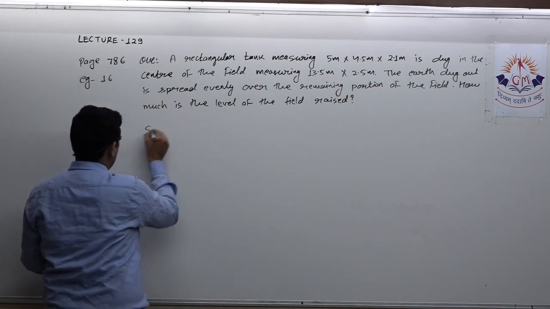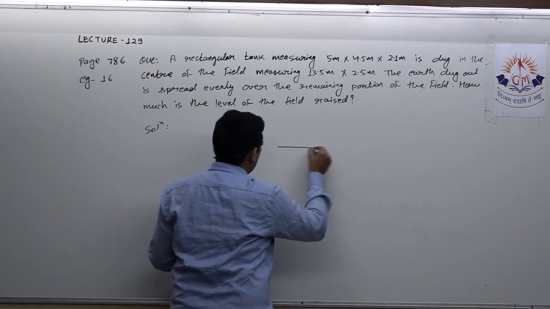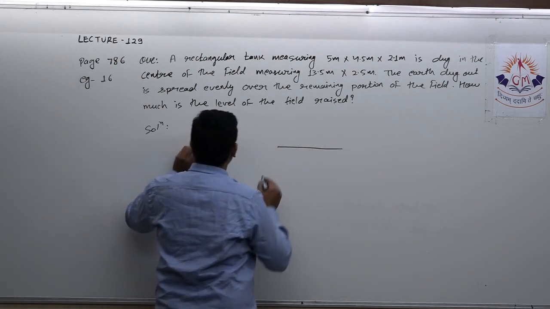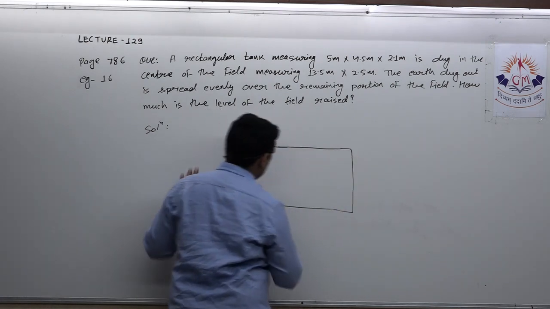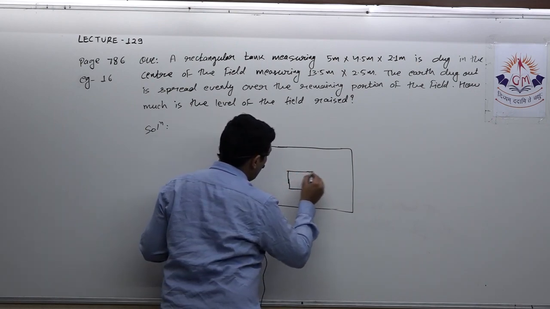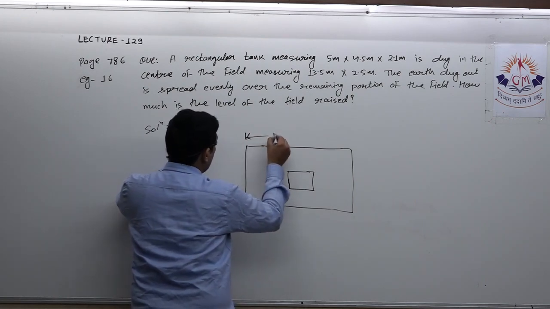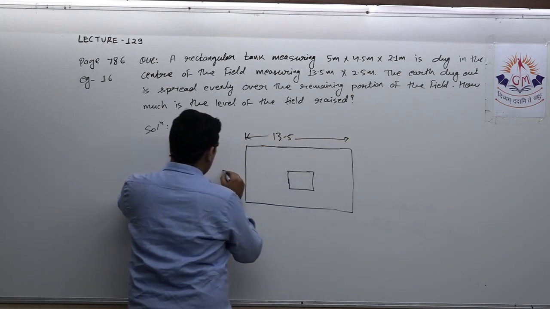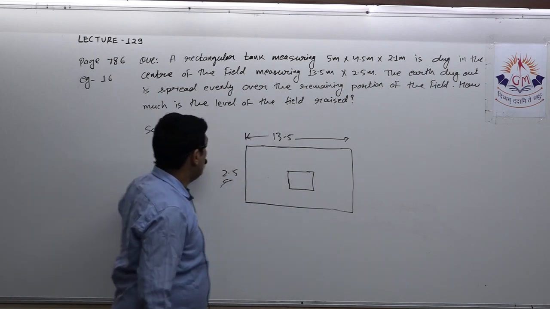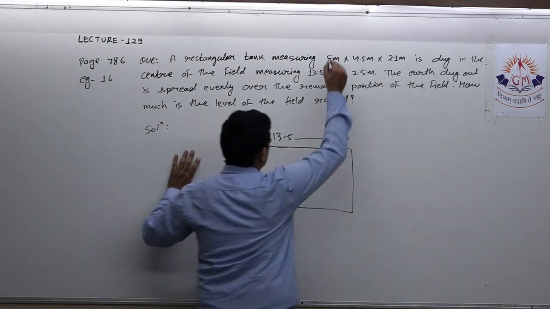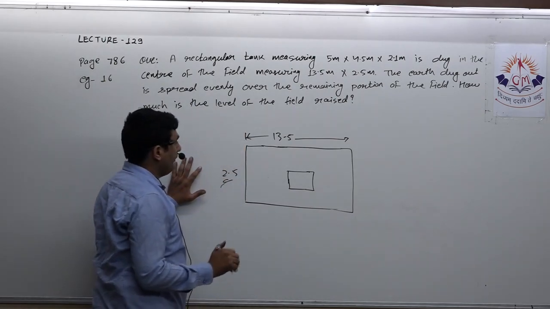Okay, so let us see its solution. A rectangular tank measuring this. So we have a rectangular tank, and this tank is in the center of the field. So I'm assuming this is the field for a while, and in between there is a tank. Now measurements of the field are 13.5 and 2.5. Now here it is given the measurements of the tank are 5 meter by 4.5 meter.